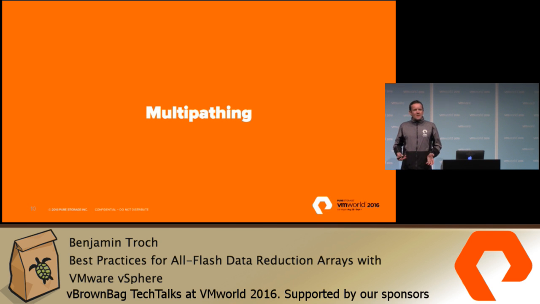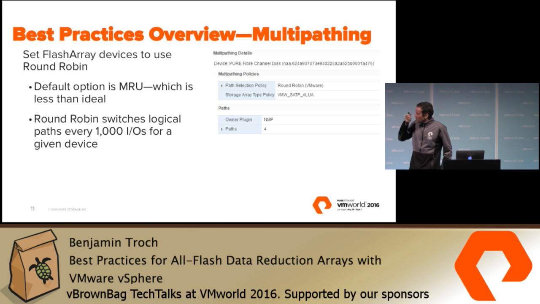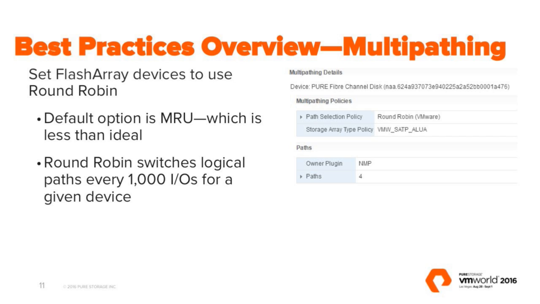Then as a best practice, multipathing for an all-flash array is a whole different beast than what we're used to with a hybrid array or a disk array. So our best practices overview is you set the flash array devices to use round robin. The normal VMware round robin is perfectly fine. The default option is most recently used. That is not optimal. Most recently used will send the IOPS that way, and then send IOPS that way based on a hash. That's not optimal for a very fast storage solution.